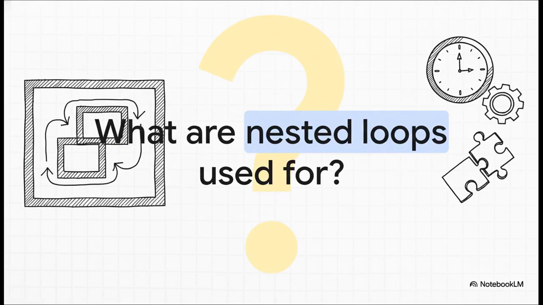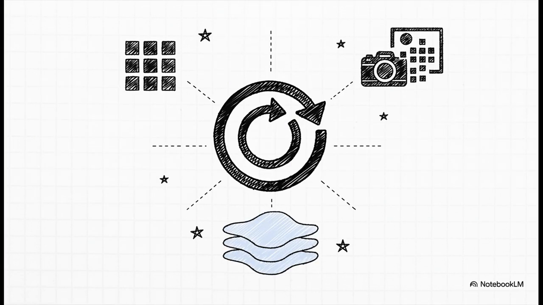All right, next question. We definitely touched on this, but let's really lock it in. What are nested loops actually for? Simple. They are your go-to tool for working with anything that has more than one dimension. Think matrices, grids, tables, and of course, images with their rows and columns of pixels. Anytime you have that kind of structure, you're going to need nested loops.